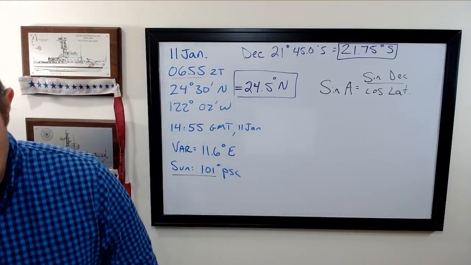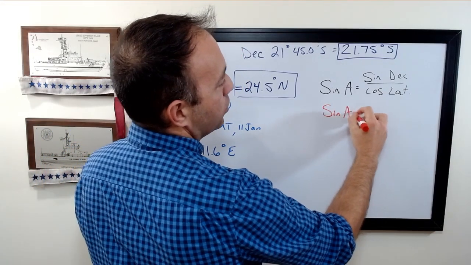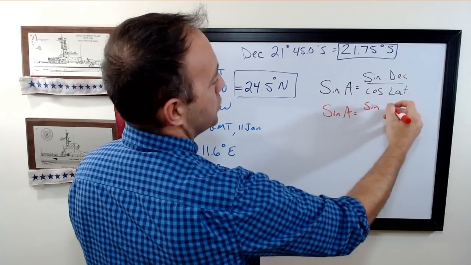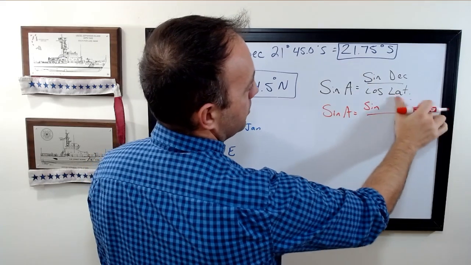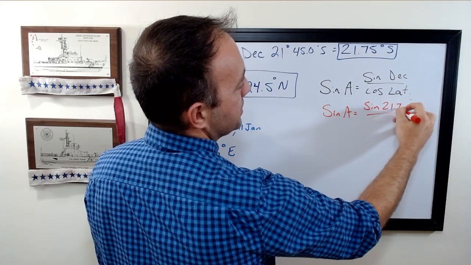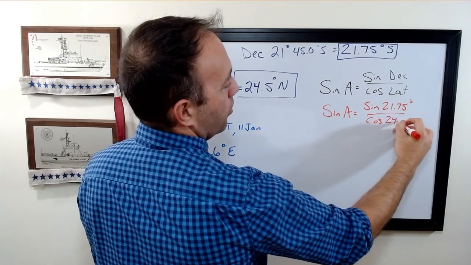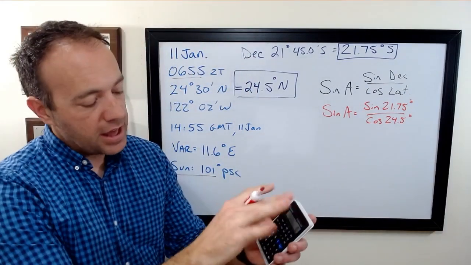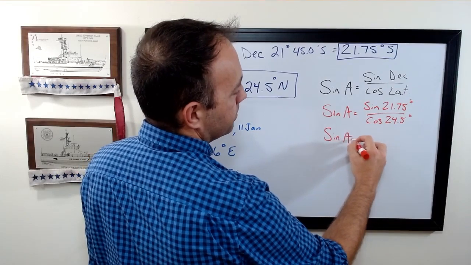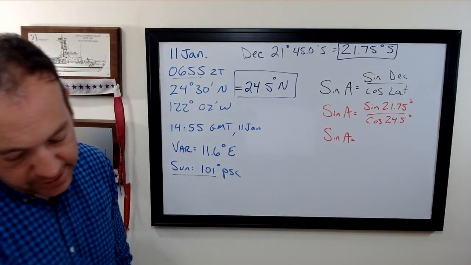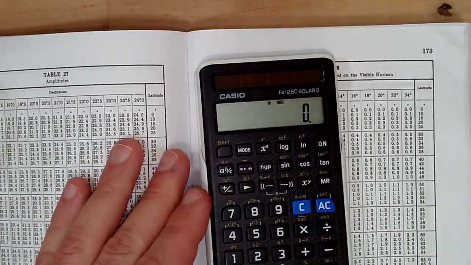So if we were to do that, we can just plug the numbers right in. Right? So sine of A is going to be equal to the sine of the declination, which is 21.75, over the cosine of the latitude, which is 24.5. So if you do the old calculator plug and chug thing there, you're going to end up with sine of A equal to 0.4072.